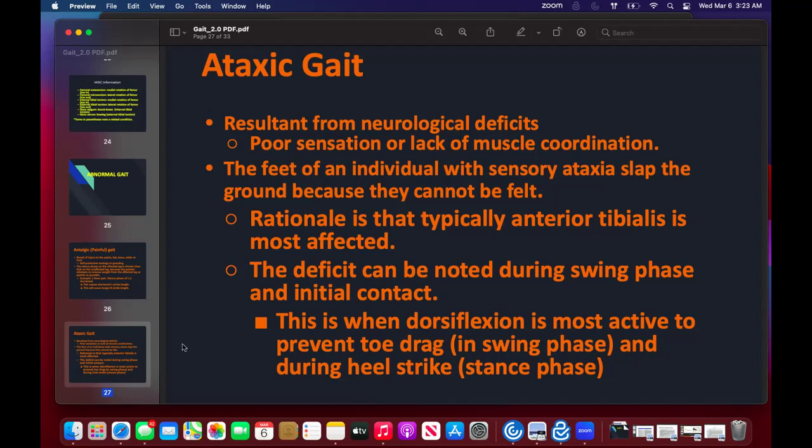Ataxia can occur basically in any muscle, in any joint. I just use the example of dorsiflexion because it's typically illustrated easier. You can have ataxia in the hip, ataxia in the knee, ataxia in the entire extremity. So it's not just going to be at the ankle; it can be anywhere along the chain, but just for a good example, I utilize the anterior tib as one that may be affected.